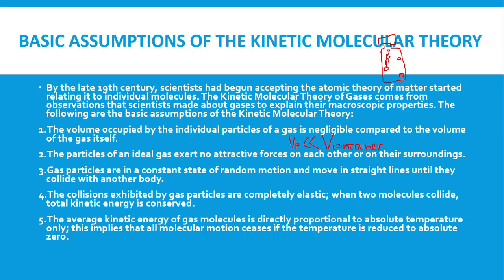The gas particles are in a constant state of random motion, and they move in straight lines until they collide with another body. This is also very intuitive, as we imagine the gas particles to be in a state of random motion. They don't have a proper path or the same sequenced motion that they follow every time. It's just that they are in constant motion and they move in straight lines until they collide with an object, with another particle, or with the walls. So the next, fourth point, we've talked about this.